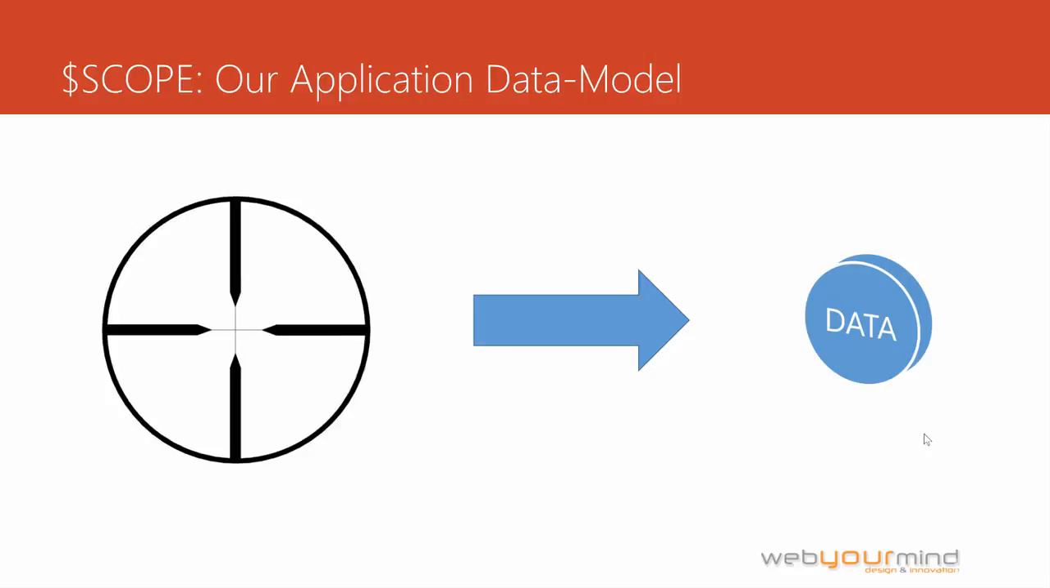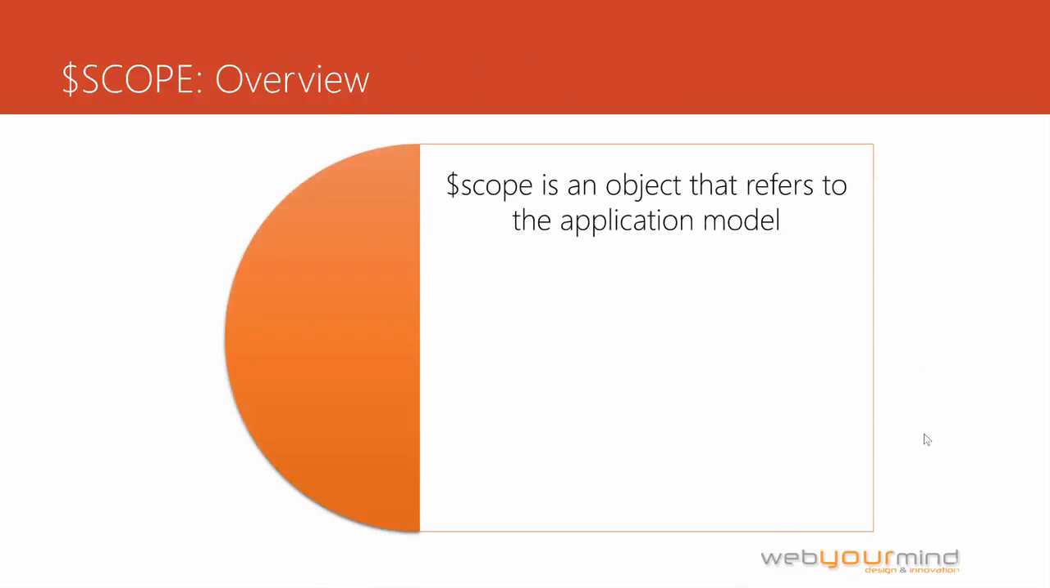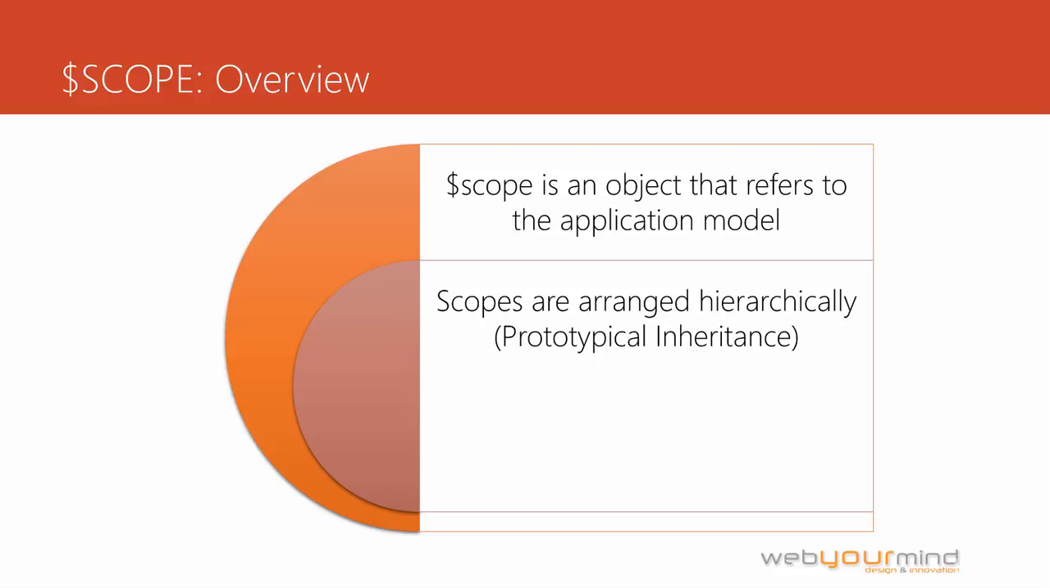Let's talk for a minute about scopes and see what they are. Scope is, as we said, what we are using to store our application data model, our properties, our live data. It is a special object, $scope, that refers to the application model itself. So it's something that you can access out of the box while you use Angular, and you can inject it inside your controllers.